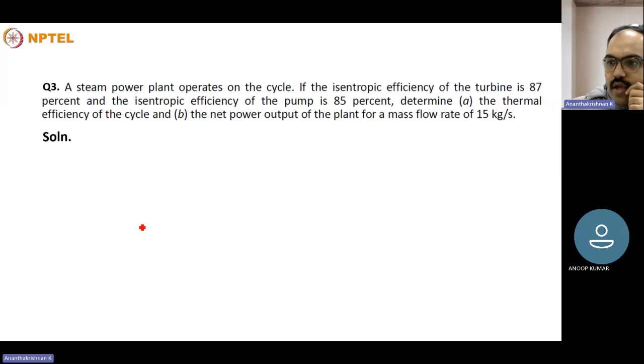Do you have any questions? You can write it in the chat box. If you do not have a mic connected to your device, you can write it in the chat box. So any clarifications required?